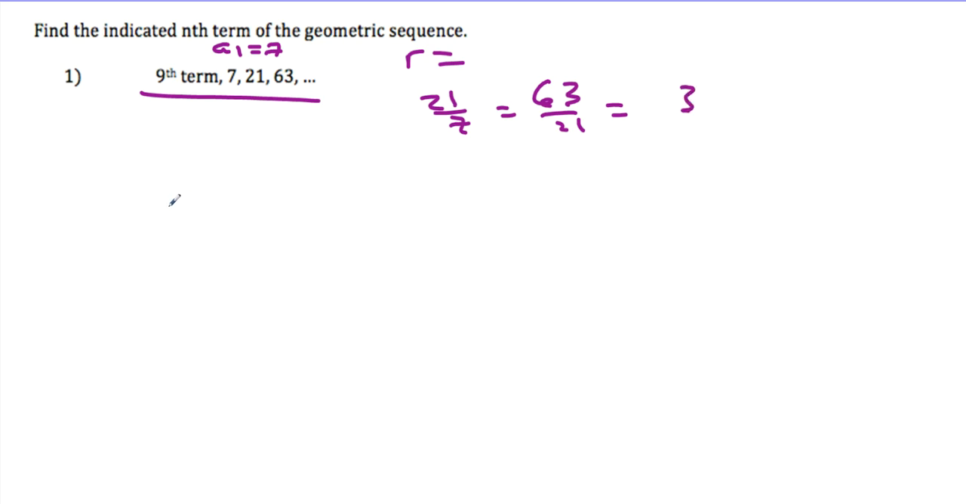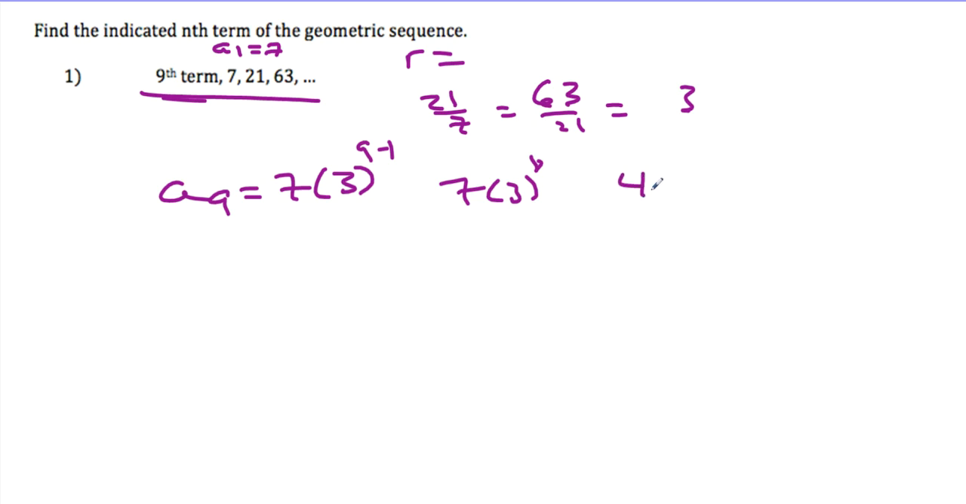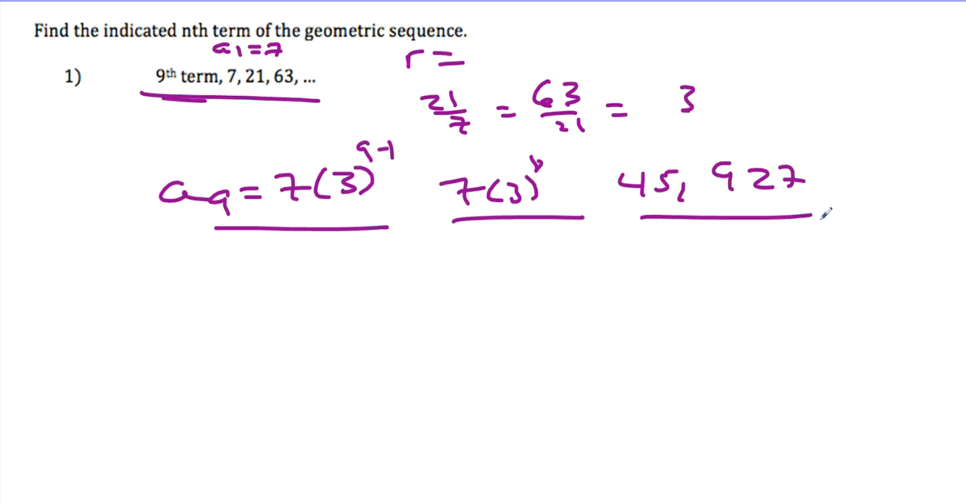So here we go. a sub 9 is equal to 7 times r raised to the 9 minus 1 power. Calculator time, because I have no idea what 3 to the 8th power is, some really big number. And that gives me 45,927. It's important you show your work, because if you put a calculator error and this is off just a little bit, and I don't know what you did wrong, you don't get credit for that.